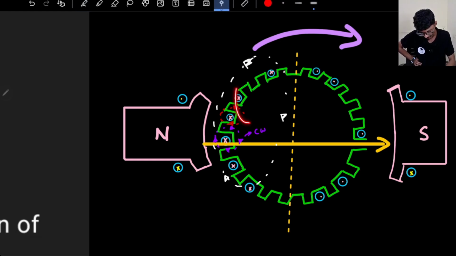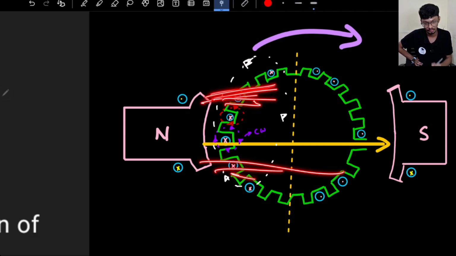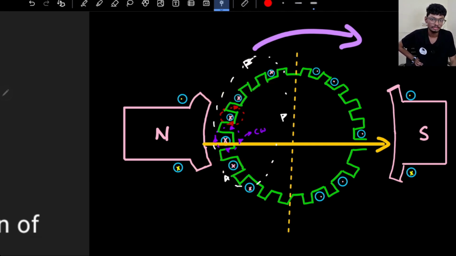So in the top right hand side it will be stronger, and in the bottom side it will be weaker. So more field lines will be passing on the top side, and fewer field lines will be passing on the bottom side. Okay, so overall the resultant flux will be more towards here and less towards here. That is the crux. That is the important portion that you should understand.